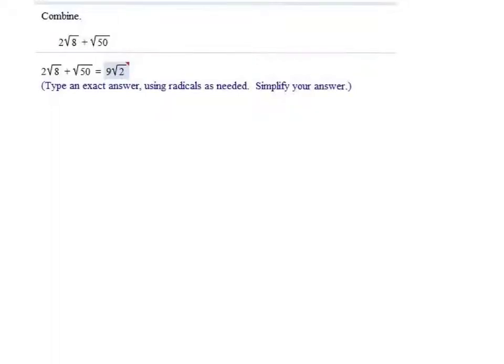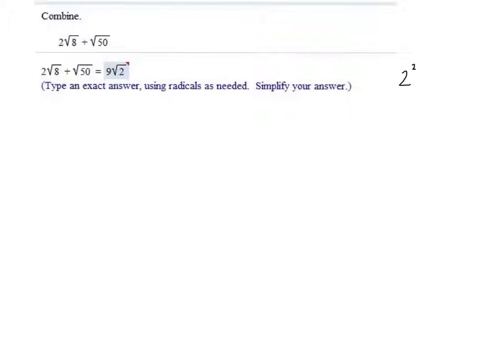Okay, so in this problem we've got square roots. So we want to find perfect squares that are factors of these numbers underneath the radicals. Because if we can do that, then we can simplify them. So let's make a list of our perfect squares.